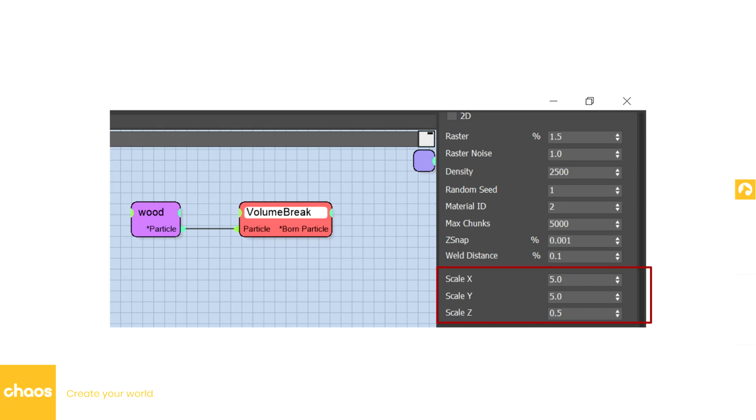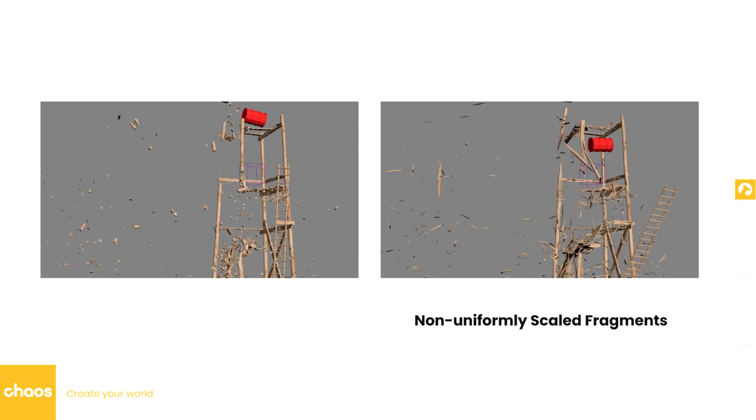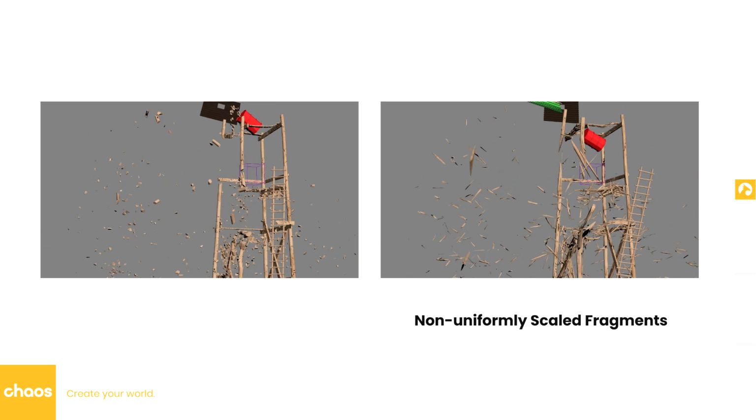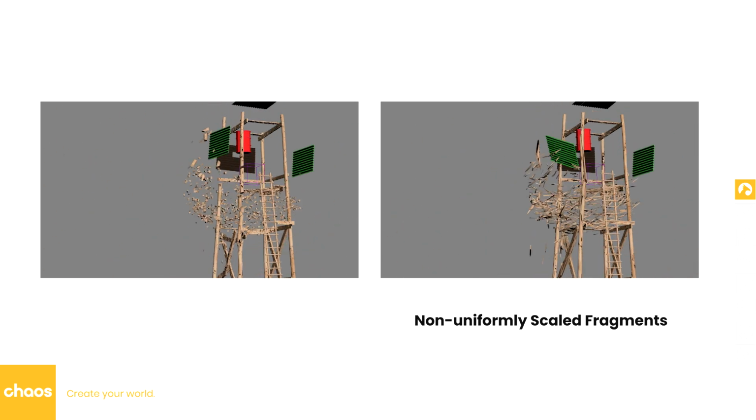Now that we've explained how we activate the particles and how they transition from one group to another, let's discuss the fragmentation process. It was achieved using the volume break node. To create realistic wood fragments, we adjusted the X, Y, and Z scales in the volume break operator. As you can see, on the right side, we have achieved more realistic and convincing wood fractures, while on the left side, the fractures appear uniformly Voronoi-like.